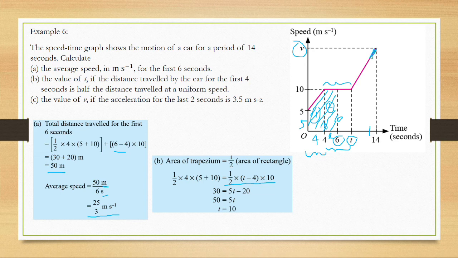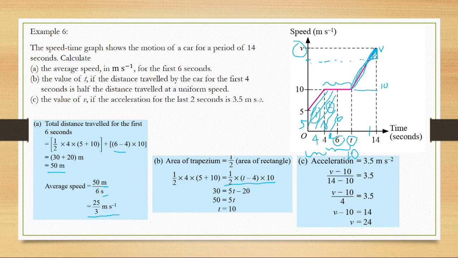But if you look at the acceleration, if you want to find the acceleration, it is the rate of change, right? Change in y over change in x. But we don't have any value in front here. So what we do is we are going to take the whole line, because no matter how, the motion is still the same. Therefore, the point here is represented by v. This part here is a 10, okay, over 14 minus the t just now that we got, which is 10. Okay, so we will have v minus 10 over 14 minus 10 is equal to the acceleration given, which is 3.5.